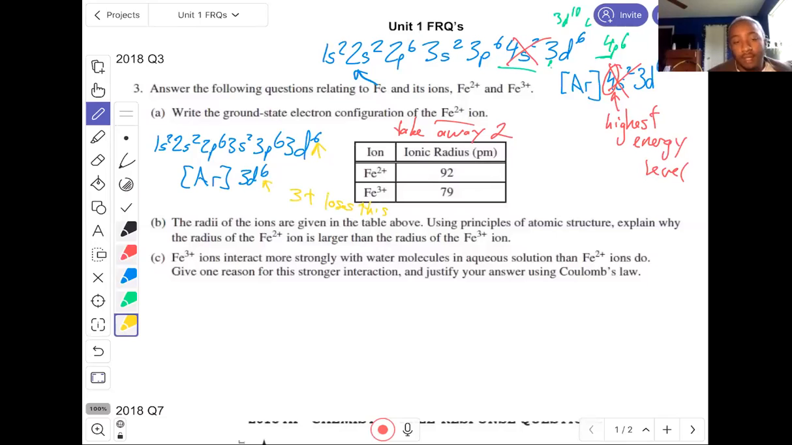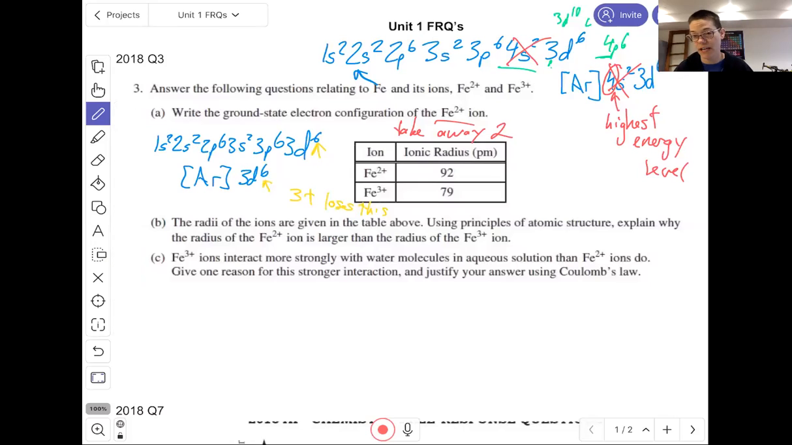Okay, so next it says the radii of the ions are given in the table, right? So using principles of atomic structure, explain why the radius of Fe2+ is larger than Fe3+. Oh my gosh, I know this one. Okay, so I want you to write down what you think.